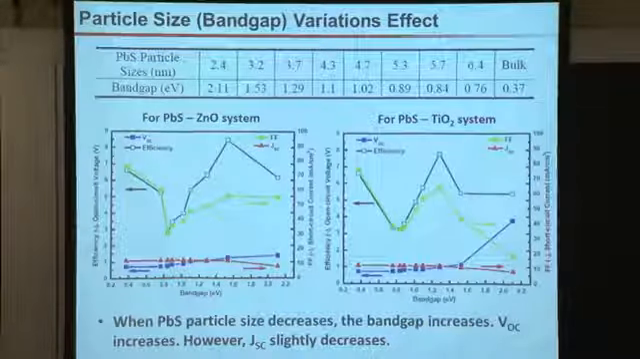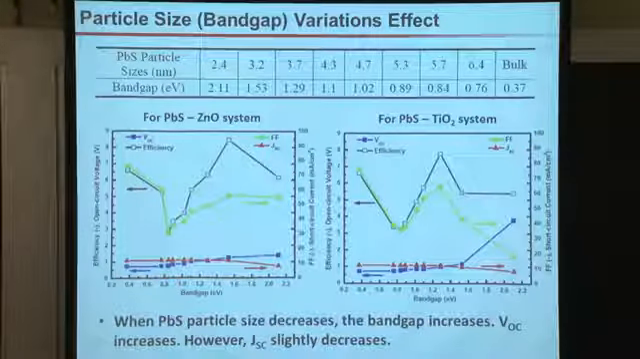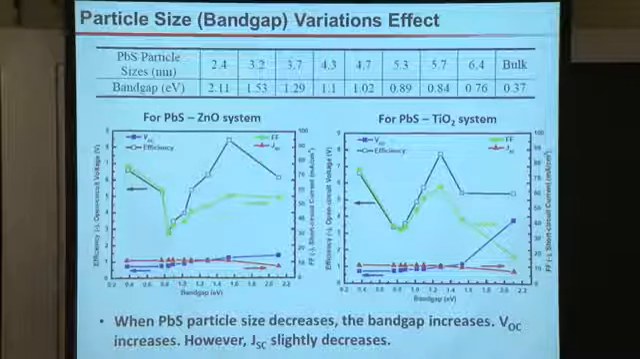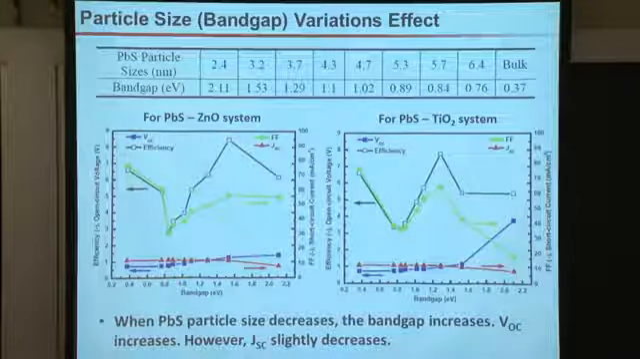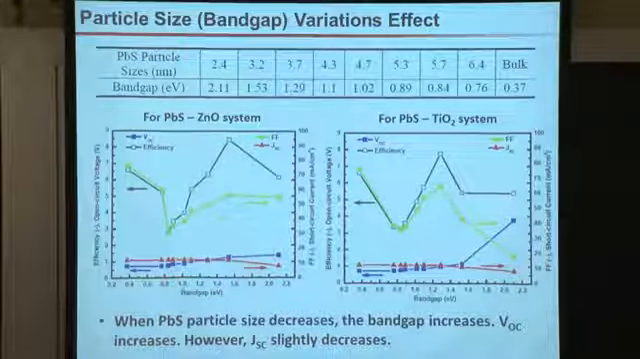So that means the particle size is smaller than the bulk material. Which means if you use a smaller particle size, a higher band gap, you can get a higher efficiency, because of two reasons. The first is your VOC increases because your band gap increases. And the second is that your fill factor also increases in both systems.